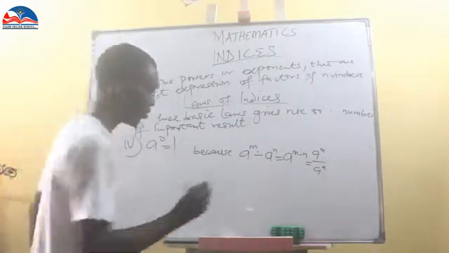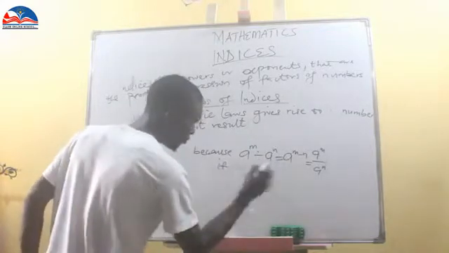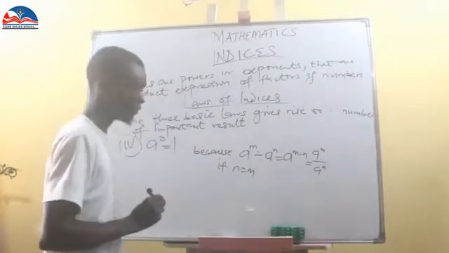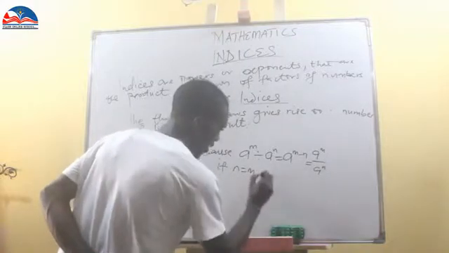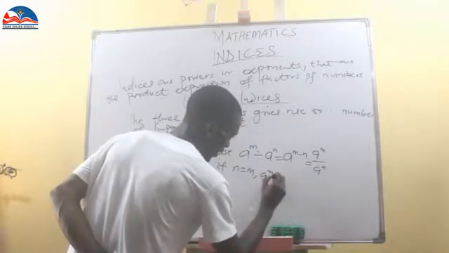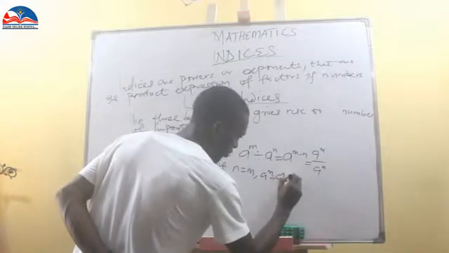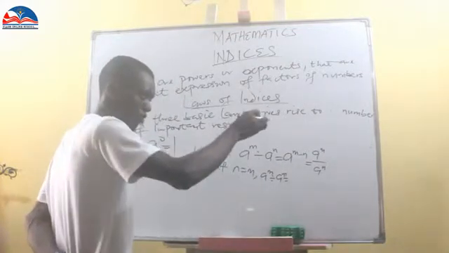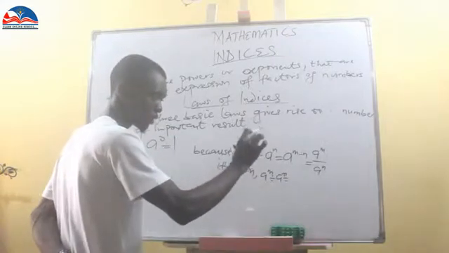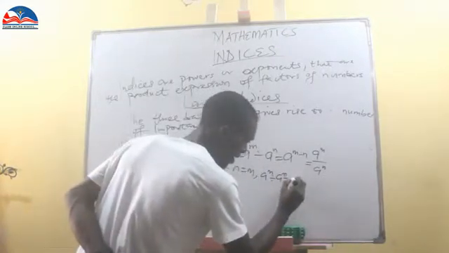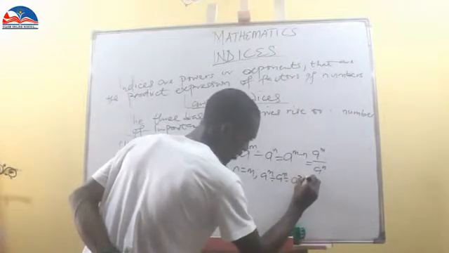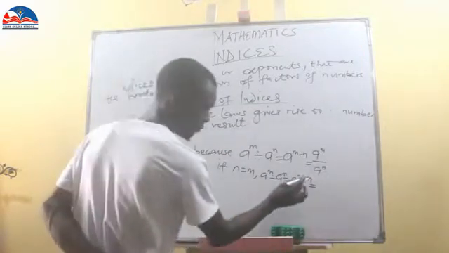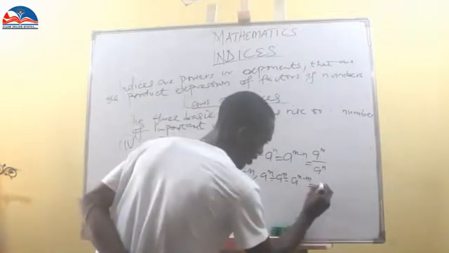Now, if n is equal to m, we want a index m divided by a index n, which becomes a index m divided by a index m. If n is equal to m, both indices will be m. So we have a index m minus m, which is equal to a index 0, since m minus n gives us 0.